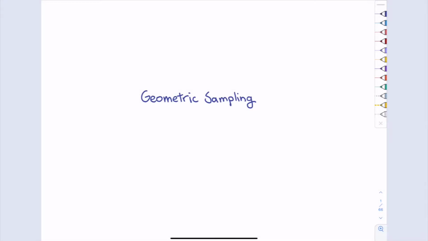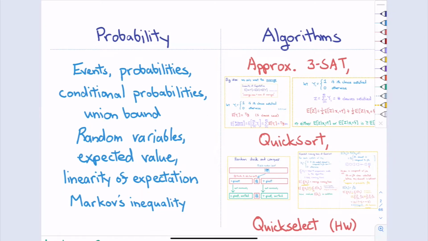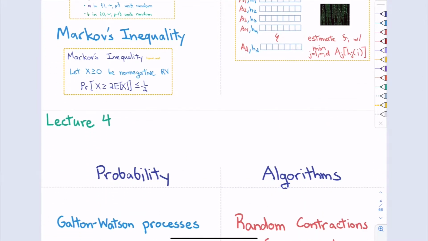Today's lecture is about sampling, particularly as applied to low-dimensional geometry. As usual, we have our rewind through everything.